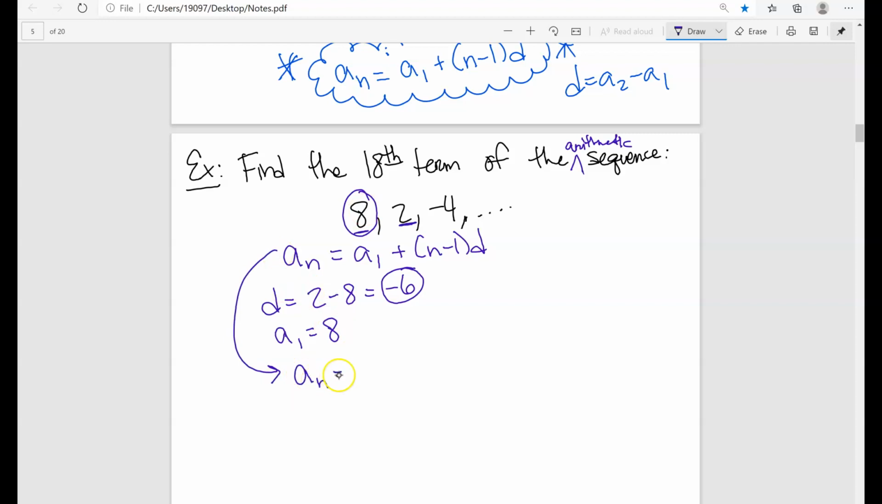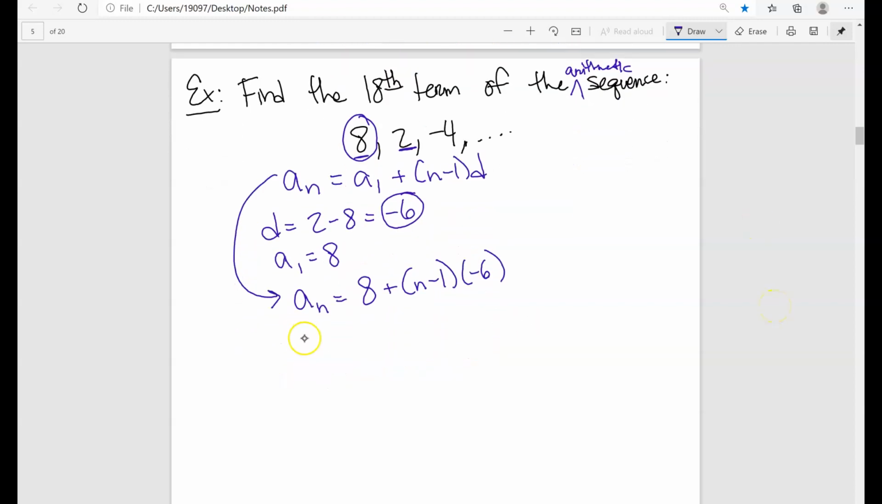So AN equals 8 plus N minus 1 times D, which is -6. And all you really have to do now is simplify this. So let's FOIL this thing in. You're going to get 8, so this is going to give me -6n, and then a +6. So AN is going to be equal to -6n, and then 8 plus 6 is just going to give me 14.